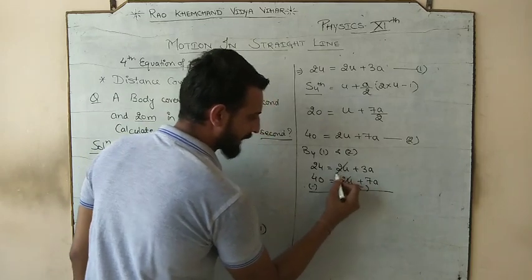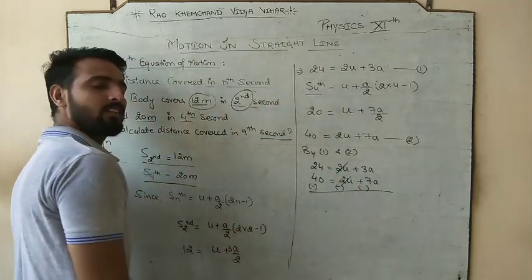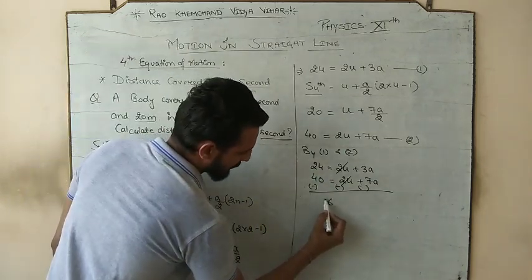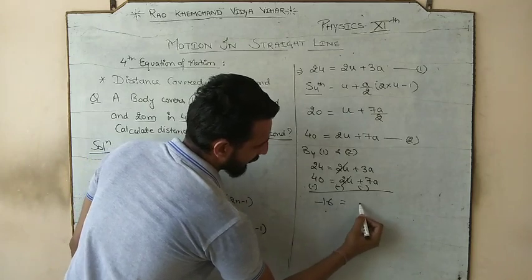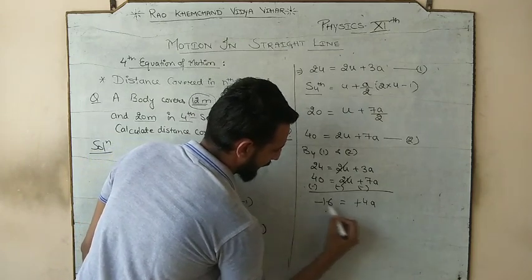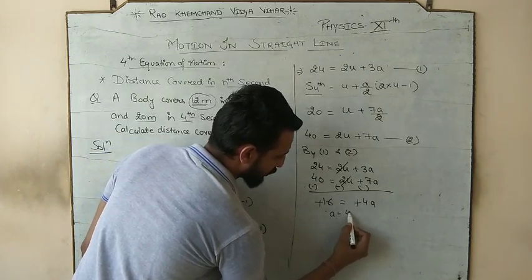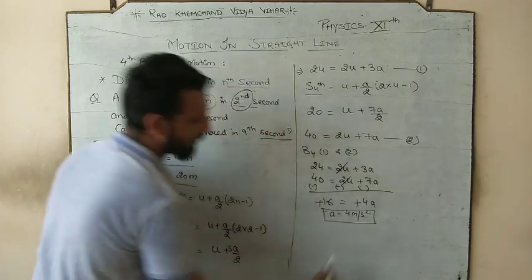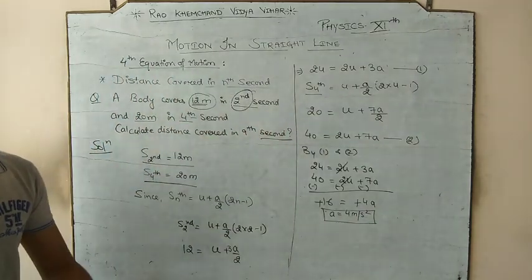So it would be negative. 2u you cancel. 40 minus 24. So it is negative, it would be 16. Negative 16. It would be negative 4a. And a is equal to 4 meter per second squared. So what is the acceleration of the body that we got? a is equal to 4.